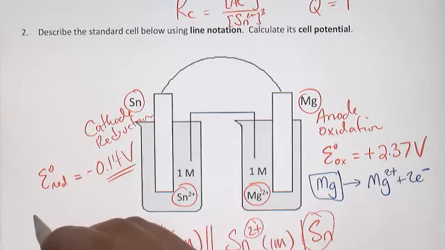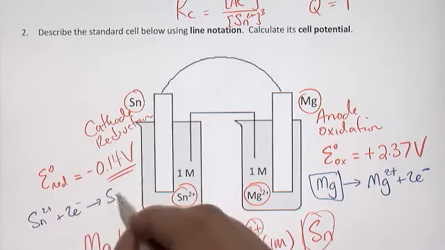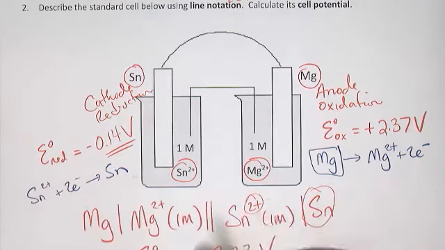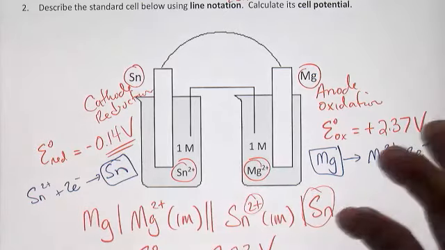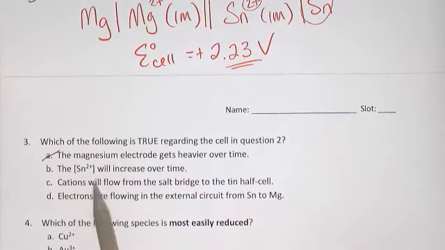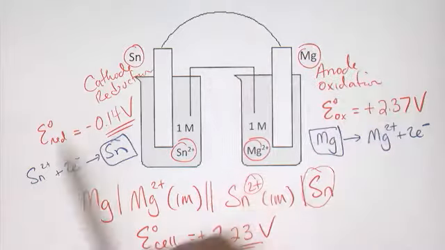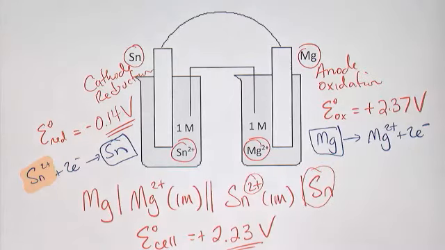Well, that's reduction. So the tin 2+ is gaining electrons to make tin metal. So at the other electrode, tin metal is being produced. So the other electrode would get heavier, wouldn't it? The tin would get heavier. But part B says the concentration of tin increases over time. Does the concentration of tin increase over time? Is tin a reactant or a product? It's a product, so the tin concentration would decrease.